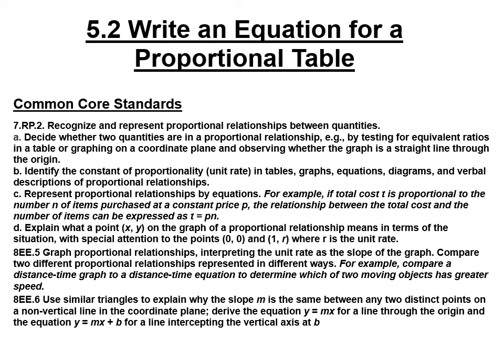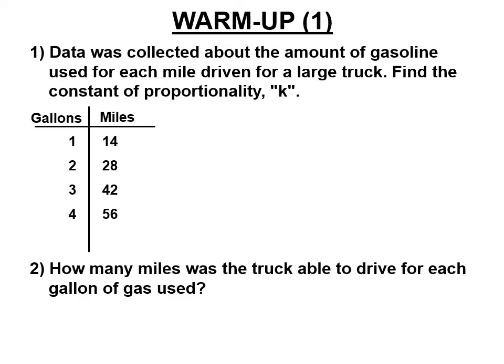So now we're in 5.2, right? We're going to write an equation from a proportional table. Data was collected about the amount of gasoline used for each mile driven for a large truck. Find the constant of proportionality, right? So we're saying that it must be proportional, that all of these are equal. And I think they all are. They all equal what? 14.